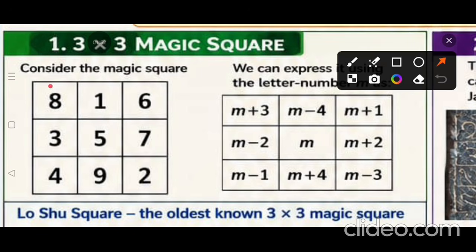Now we check it diagonally. 8 plus 5 plus 2. 8 plus 5, 13. 13 plus 2, 15. Let's check another diagonal. 6 plus 5 plus 4, 15.